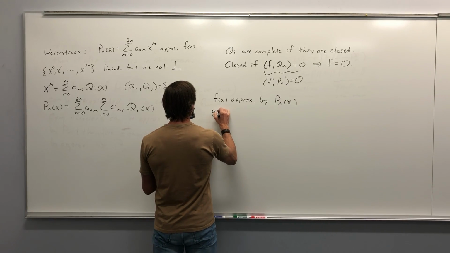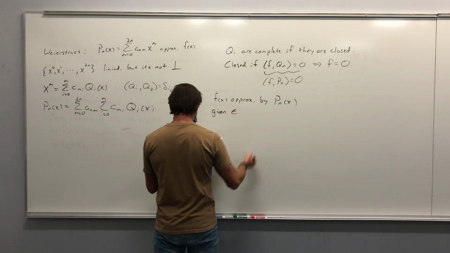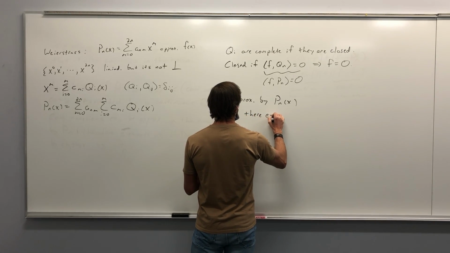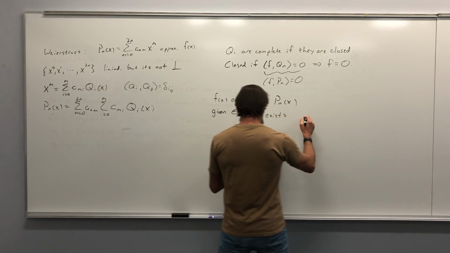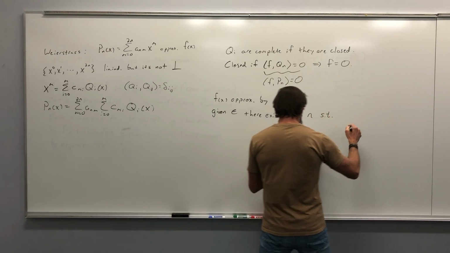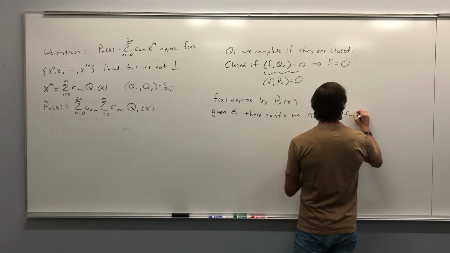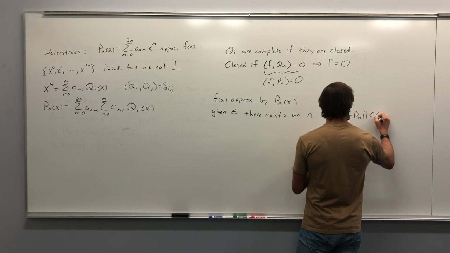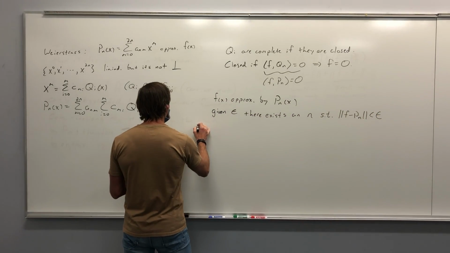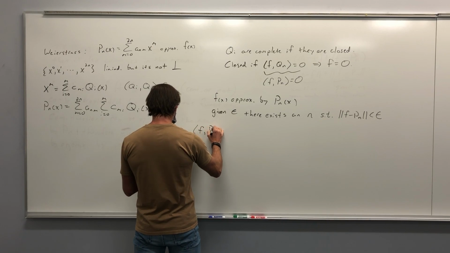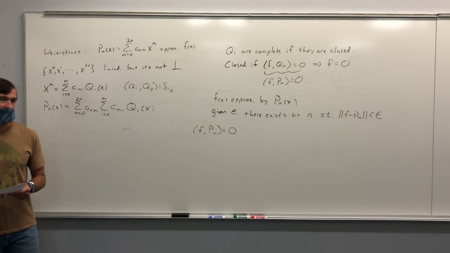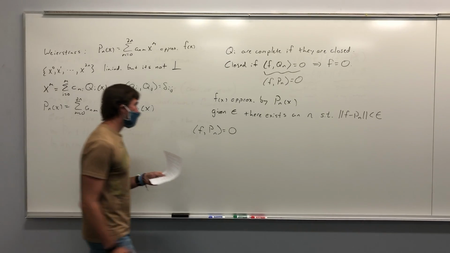So given an epsilon, there exists an n such that the magnitude of f minus pn is less than epsilon. Now, suppose that we have an f which is orthogonal to all of the pn's. Okay?